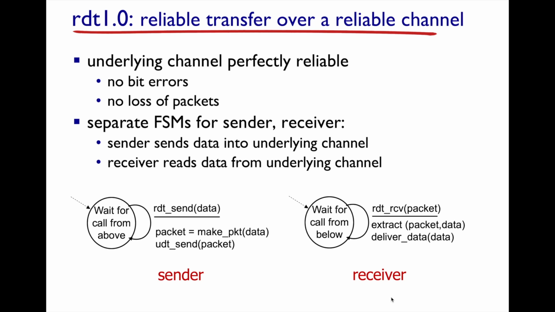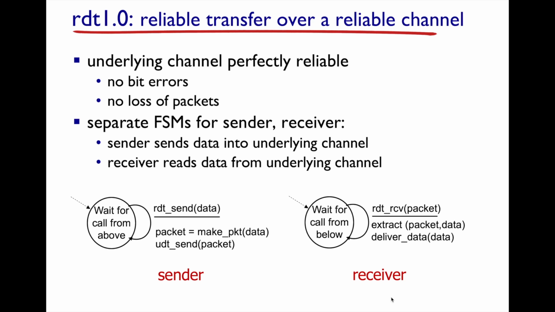Now, it kind of makes sense, right? Because on the sender side, what is it doing? It accepts message data from the application, and then it does something to it, adds to it, and then sends it out over the unreliable channel. So certainly in the beginning, our transport layer sender finite state machine is going to be waiting to be called from above. Essentially, that's the transport layer implementation of the socket send API call.